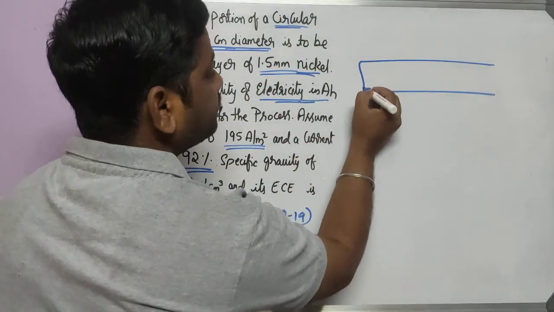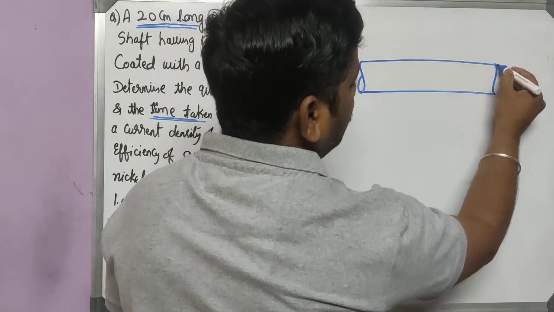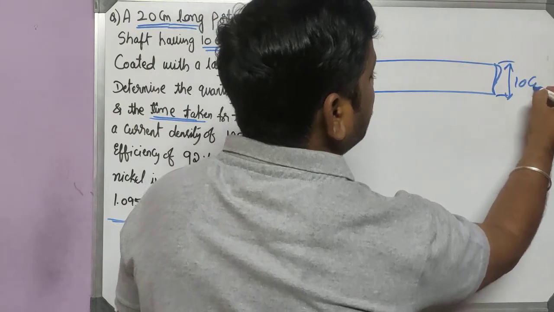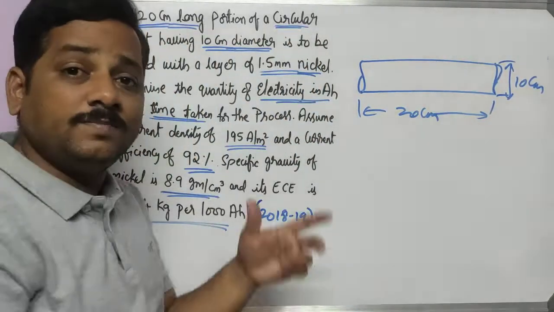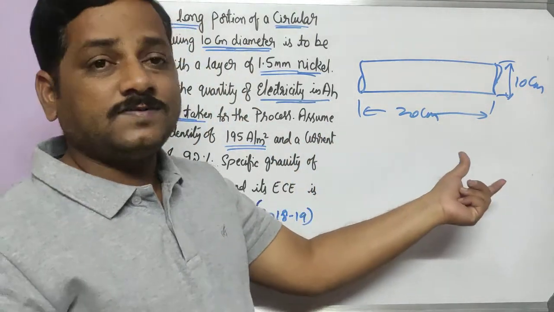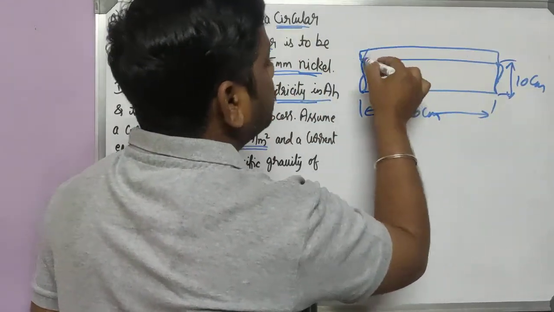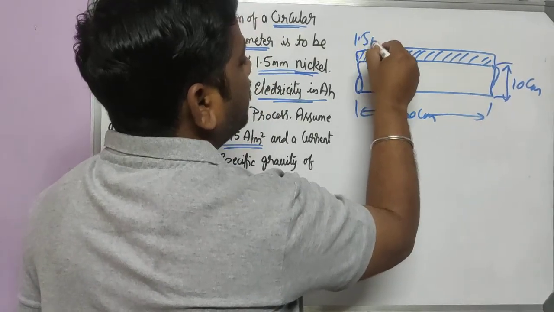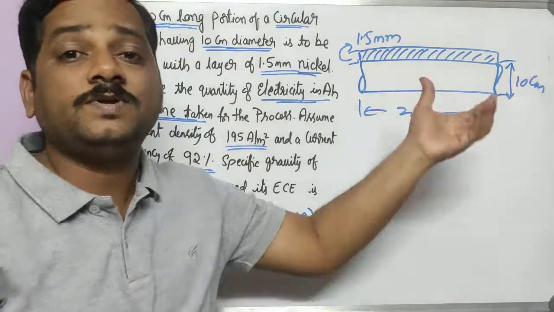So this shaft is having a diameter of 10 centimeter, and the length is 20 centimeter. This shaft will undergo the electrolysis process, and because of that, a layer of 1.5 mm, say there is a layer now. So this is nickel which is coated on the shaft. This layer is 1.5 mm. That will be the thickness of the layer. So that much coating has to be done on this shaft.